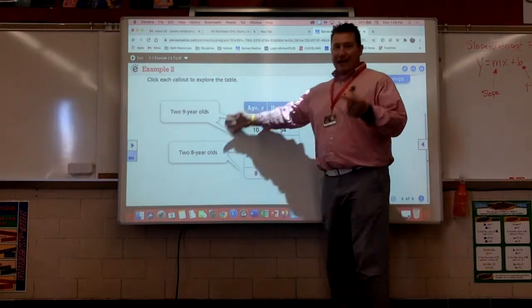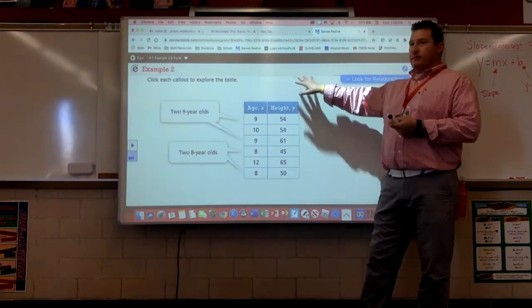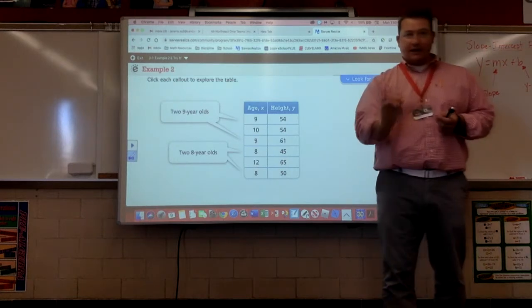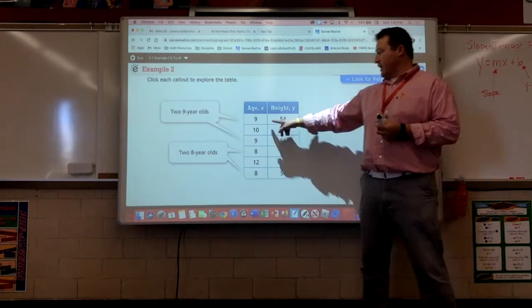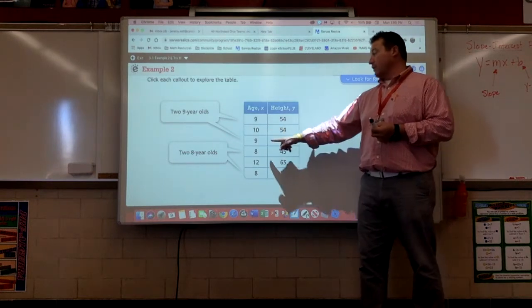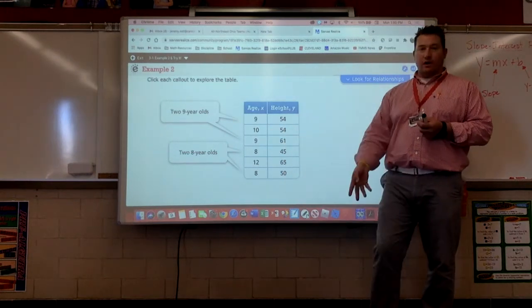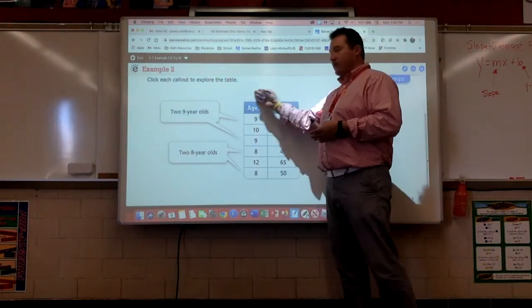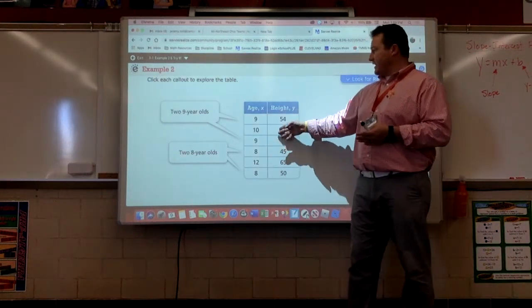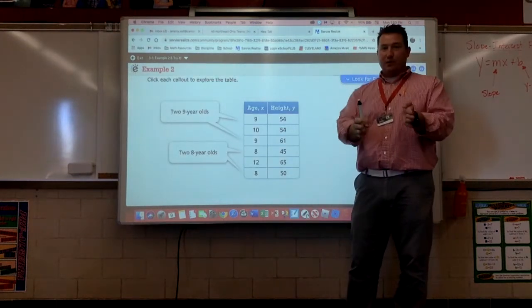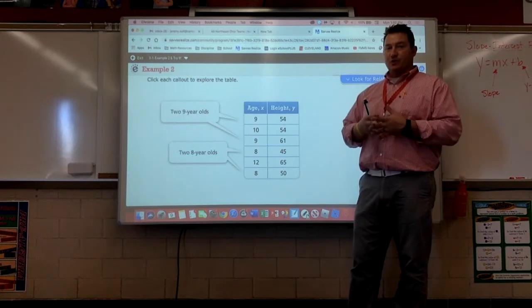Okay. So again, we saw arrow diagrams in example 1. Now we're going to see a table. Remember, a table is just a collection of ordered pairs. So this is the ordered pair 9, 54, 10, 54, 9, 61, and so on. If we're asking, is this a function, we need to focus on the x values, the inputs. Do any inputs repeat?